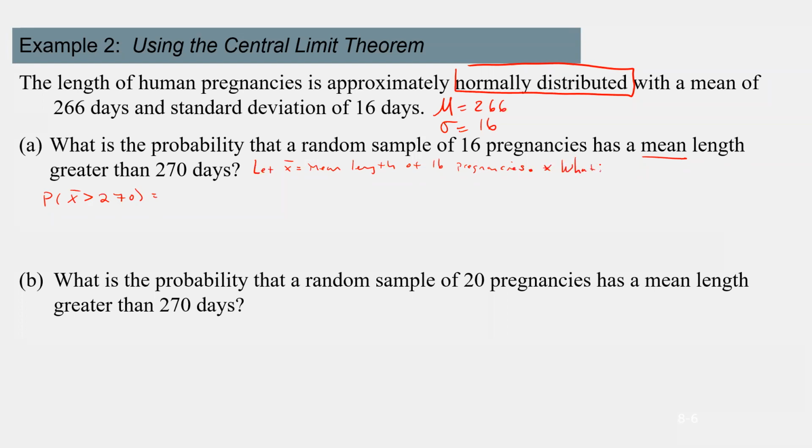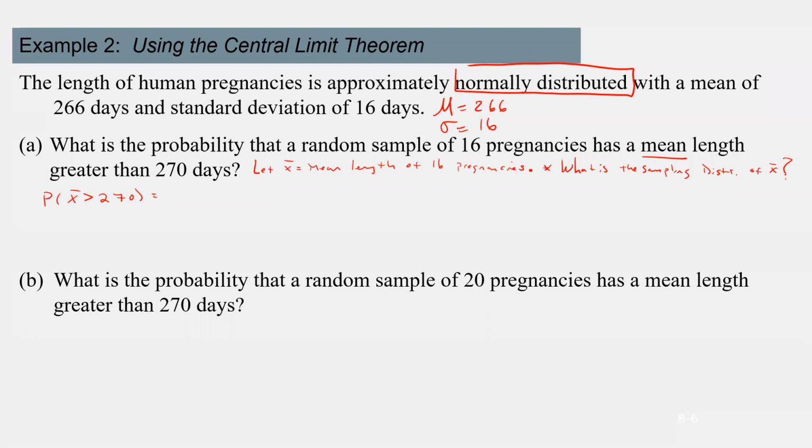So what is the sampling distribution of X bar? So here's the deal. What did I say the magic sample size number was? You had to be greater than what number? Yep, had to be greater than 30. Do I have greater than 30 pregnancies here? No, I only have 16. Okay, no big deal.